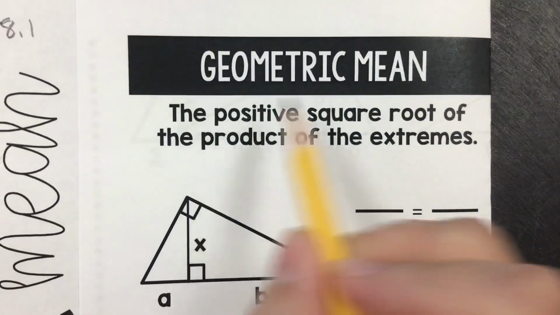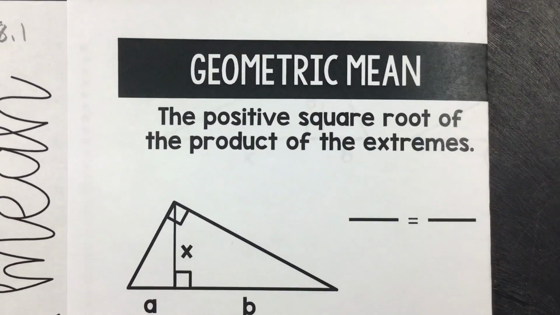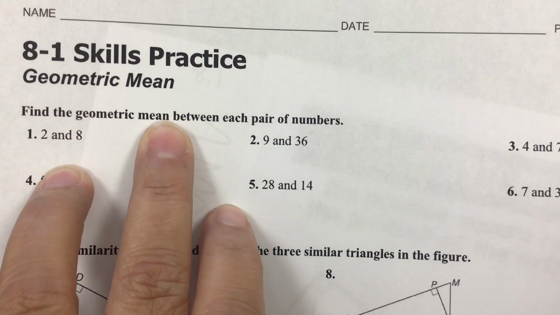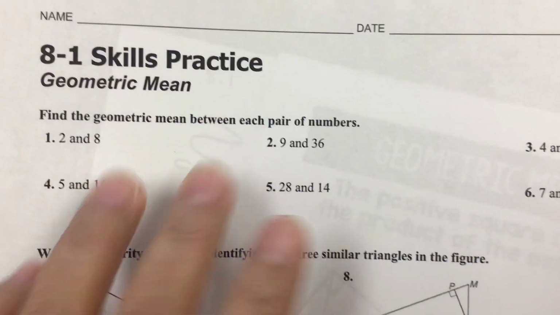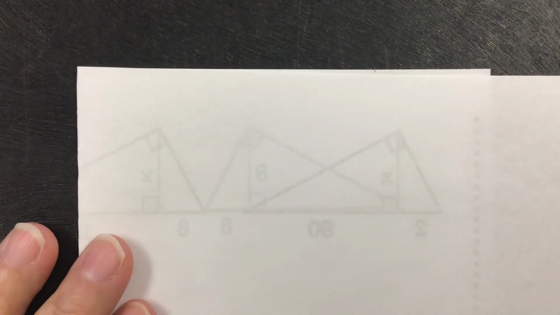And we're doing geometric means. That's the title of this section. I want to remind you how to solve proportions. In your homework assignment, it says find the geometric mean between these two numbers. And I'm going to do number 1 on the back-hand side just to remind you.